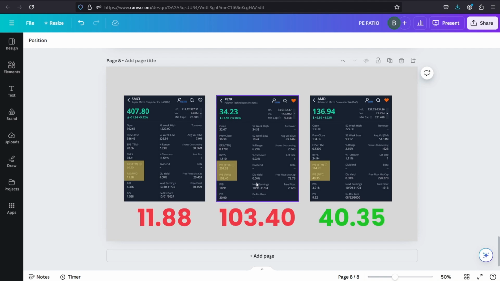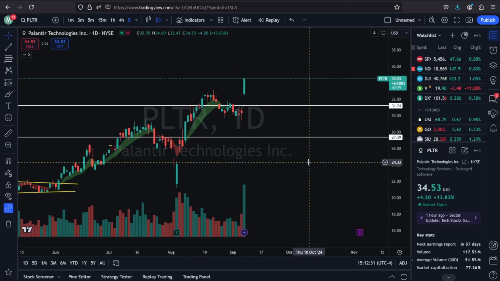The next one we're going to look at here is PLTR. PLTR popped off today, as you can see here, and I'm going to show how you go about finding the earnings per share in this video as well. Just stay with me here. So PLTR got added to the S&P. They actually got their inclusion date released. It's going to be September 23rd.